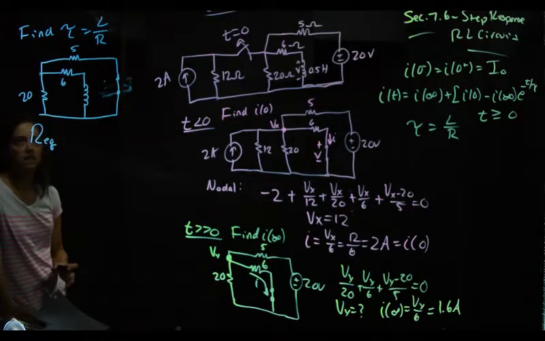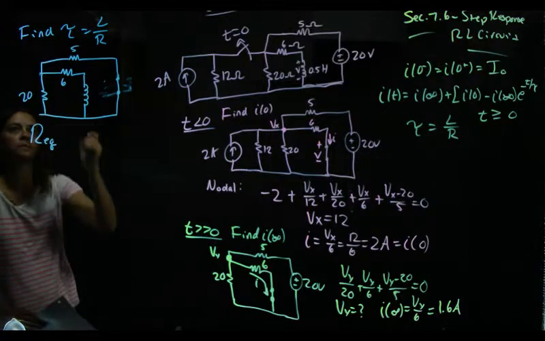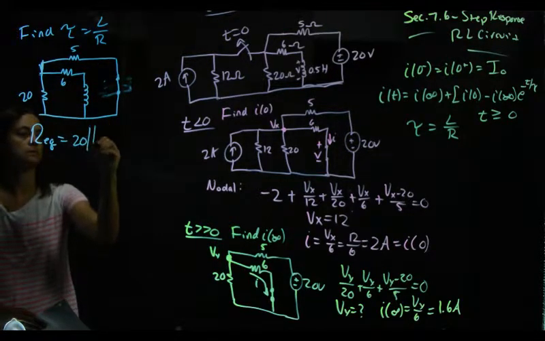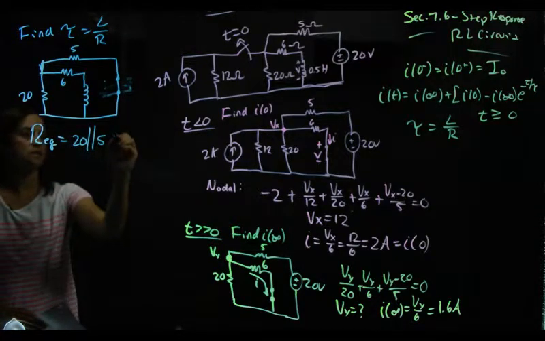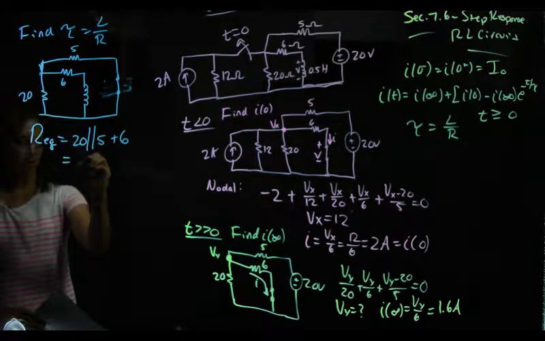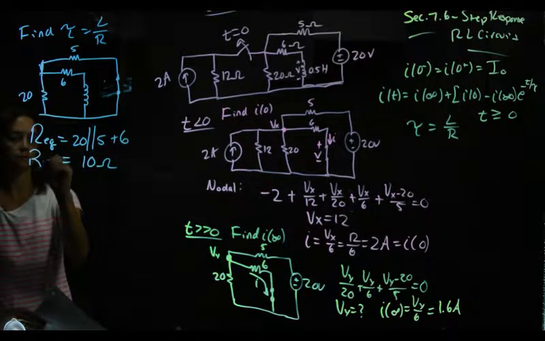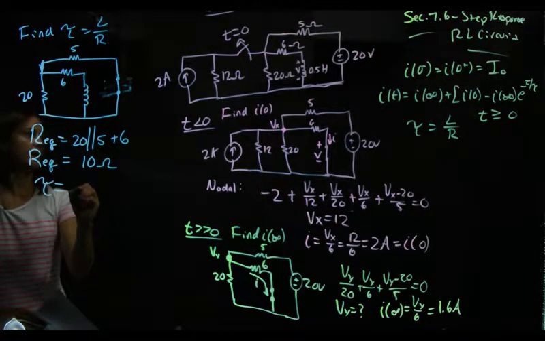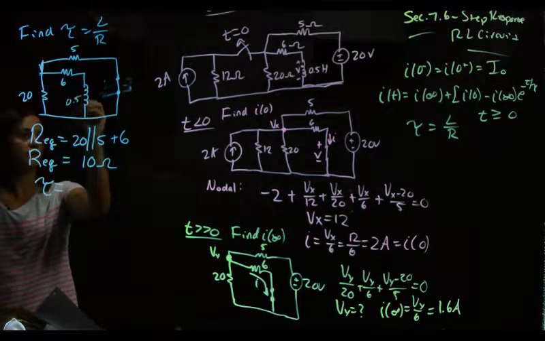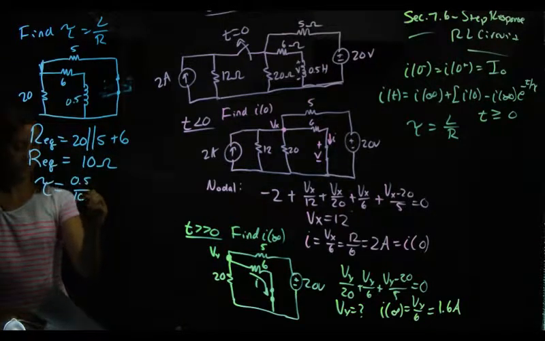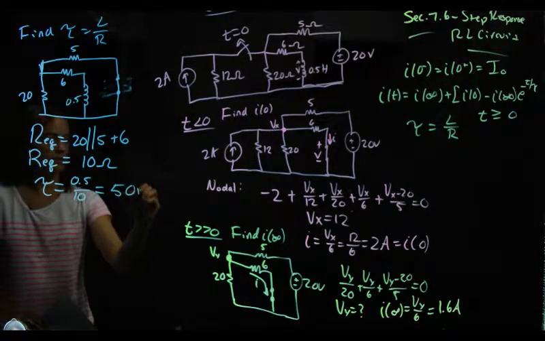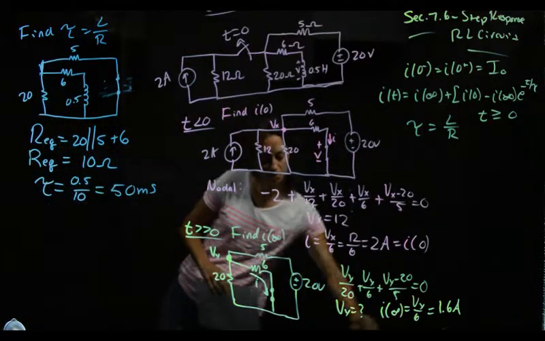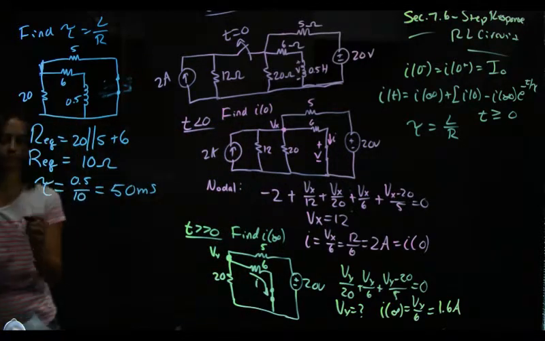So now you can see that 20 and 5 are in parallel. They share this node, they share this node. And the combination of those is in series with the 6. That gives me 10 ohms. So now my tau is L, 0.5, over 10, or 50 milliseconds. And now we're ready to plug that all into the final equation. We'll do that with pink.